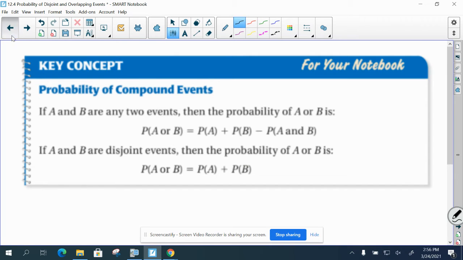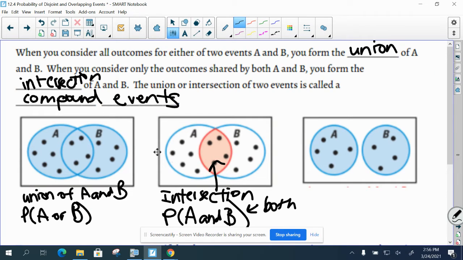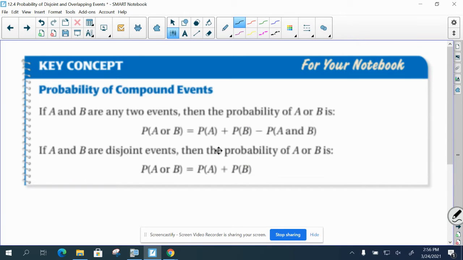So back to what I was saying. If you were to take the probability of A and add the probability of B to get the probability of A or B, you're actually adding their intersection twice. So when you calculate the probability of A or B, you have to subtract out the probability of A and B once. So this part right here is the probability of A and B. So here is our formula: if A and B are two events, then the probability of A or B is that right there. So that's how you would write it.